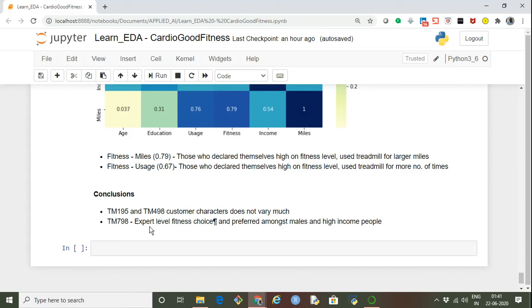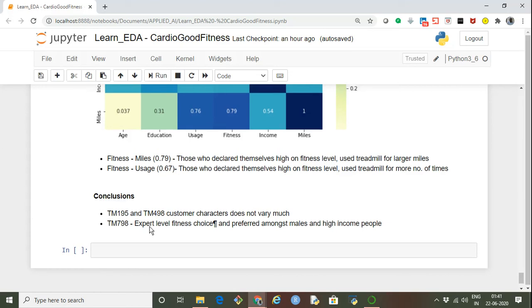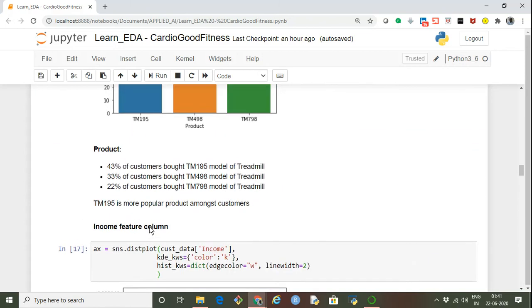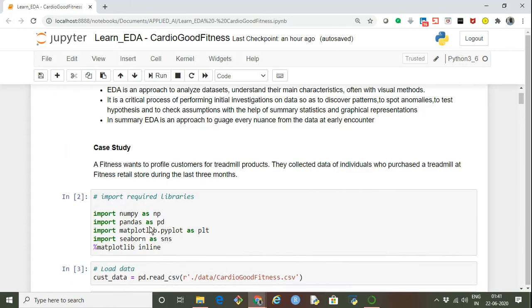So that's how we have done the profiling of customers for these three products of the treadmill based on the characteristics that were present in the given data set.